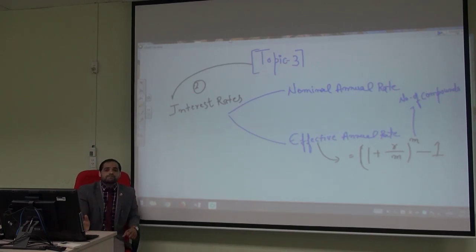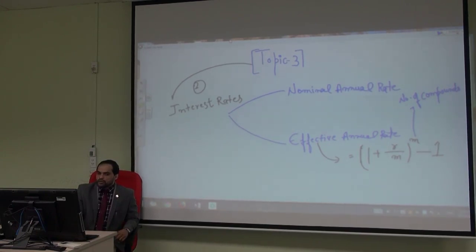So for example, if the number of compounds is 4, quarterly, 4 times your principal amount will be increased. Overall, your interest rate will be higher than the annual rate if you estimate the average of the total changes in that value. That's why effective annual rates will be higher than the nominal annual rate.